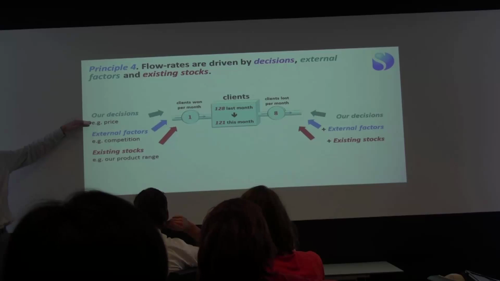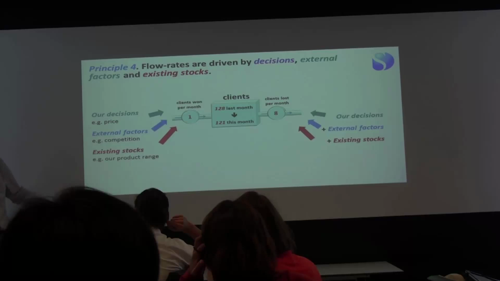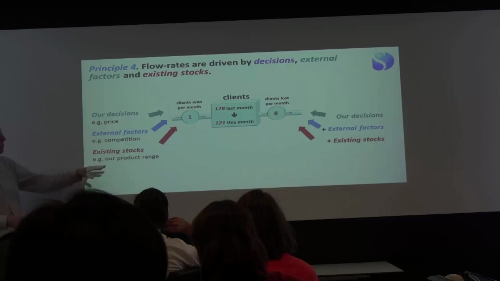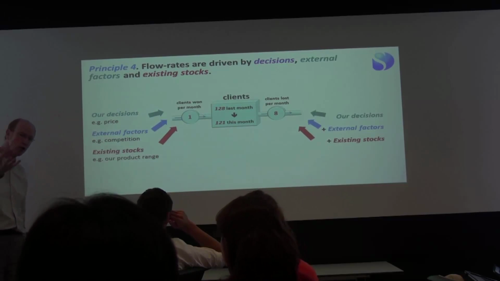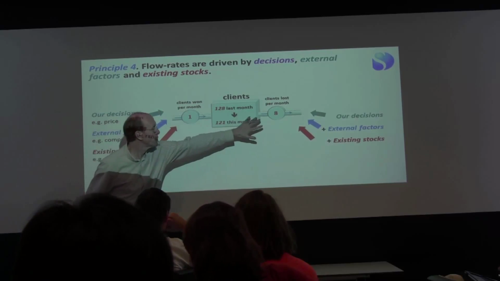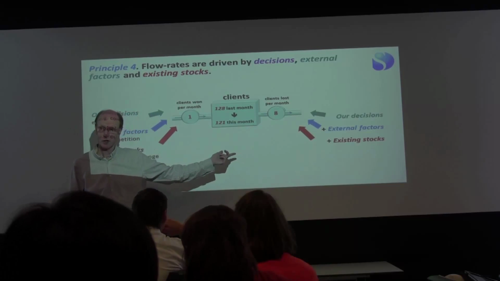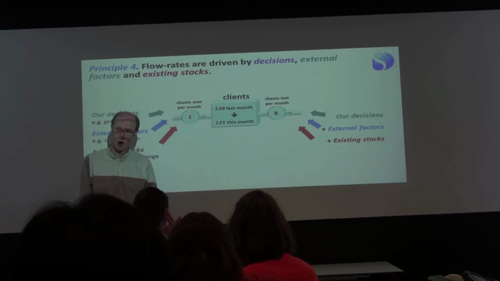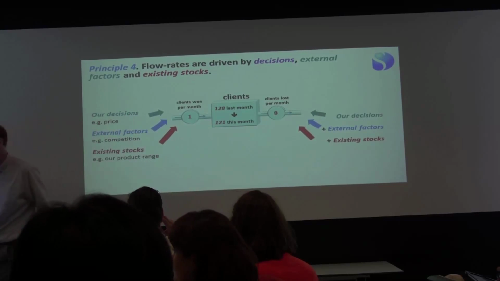So we want to know what caused 1 client per month to be won. So it's our decision. We will go out and try and find 5 clients. External factors, not relevant here. Existing stocks, we've already got more clients than we can handle. We haven't got enough staff, so I try to find 5 clients, but I only managed to find 1. What caused the 8 clients to leave? Not our decision. We don't want any clients to leave, but they did anyway. External factors, no. Existing stocks, too many clients for the number of staff we've got. So there's the factor.